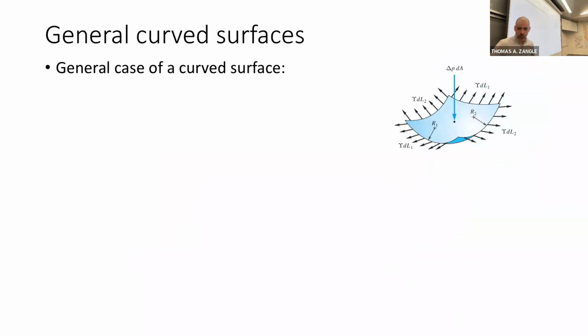And in general, for some arbitrary curved surface, at any point you can think of there being two different radii of curvature, one in one direction and the other in a perpendicular direction. Call those R1 and R2. And so this delta P, we would write as epsilon times 1 over R1 plus 1 over R2. So if you're given the curvature of a surface, you can find the increase in pressure on the inside of that surface.